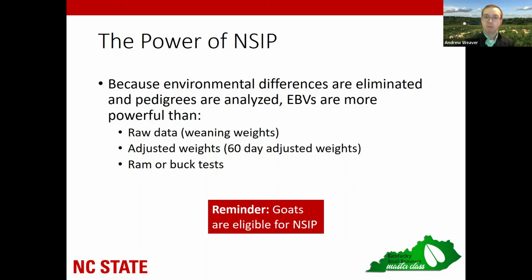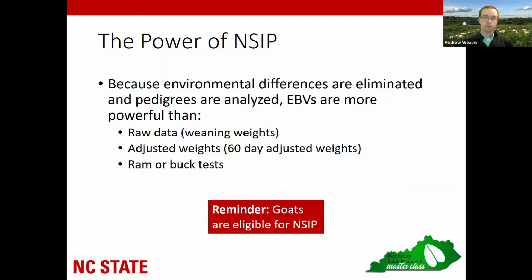Because of all the reasons I mentioned and the data that go into generating these EBVs, these estimated breeding values are more powerful than our raw data, such as weaning weights. They're more powerful than adjusted data like 60-day adjusted weaning weights, and they're more powerful than ram or buck tests. And so really these are our ideal tool for selection. And as a reminder, goats are eligible for the National Sheep Improvement Program, and we can generate estimated breeding values for goats.